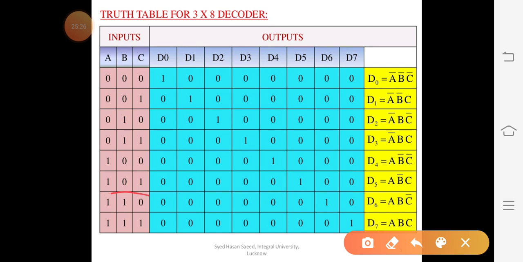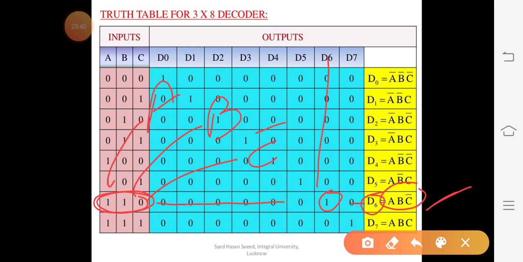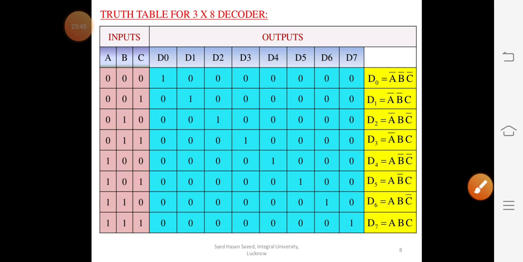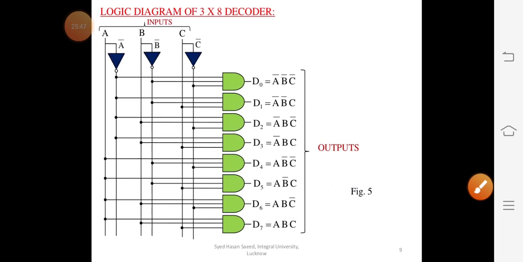Next, for suppose this combination 1 0 0, so 1 0 0 means D6 will be active, all the other will be inactive. So for D6 if you want to generate the minterm, it will be A, for this B, for this C bar. So the answer is A B C bar here. Done. So this was for the 3 to 8 decoder.